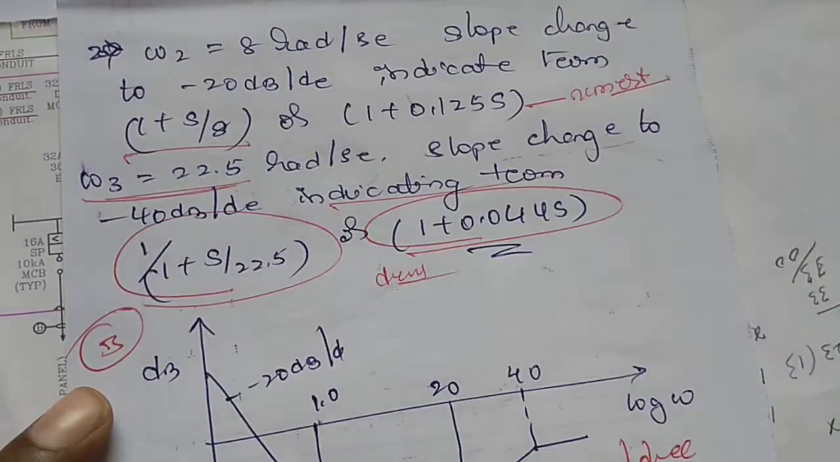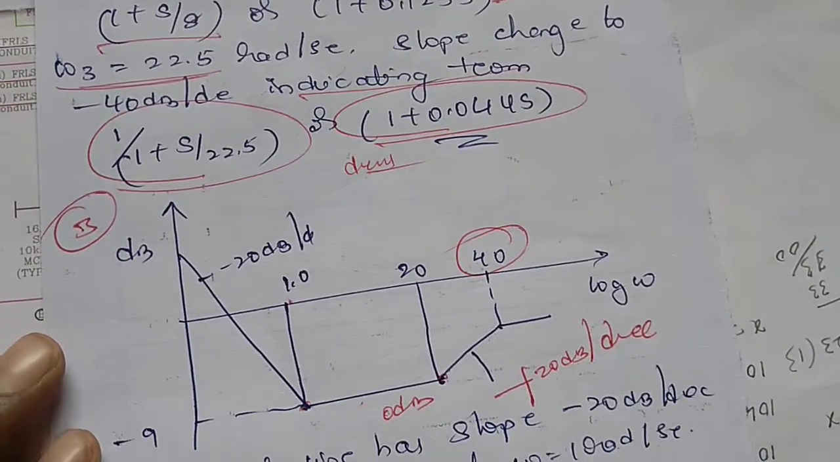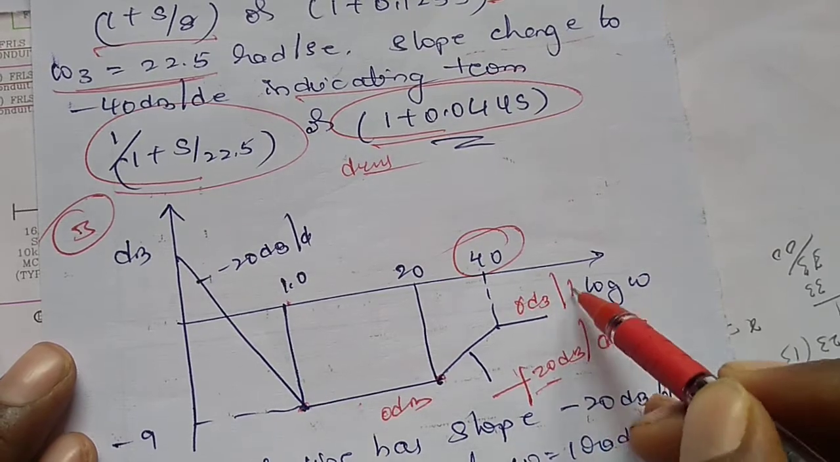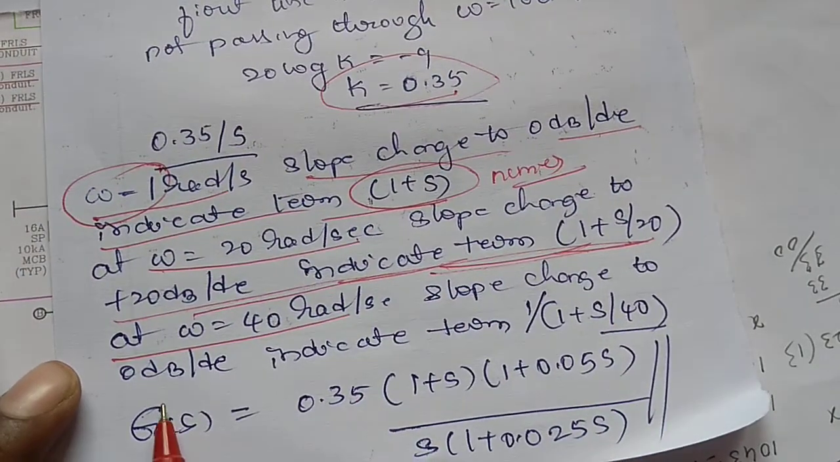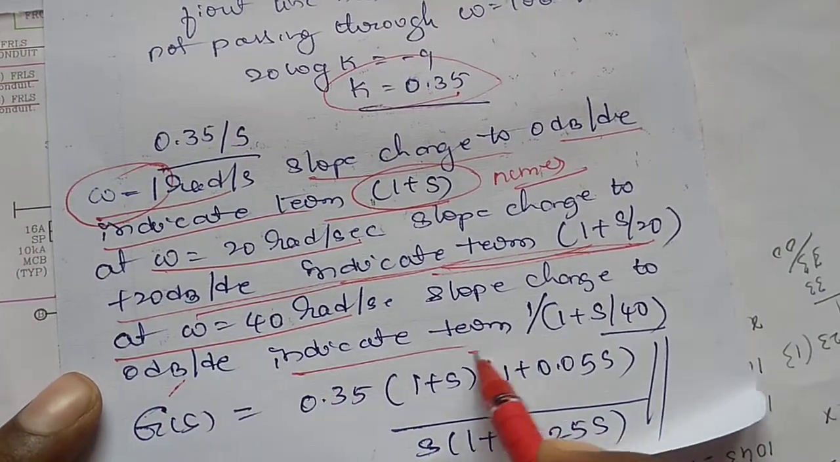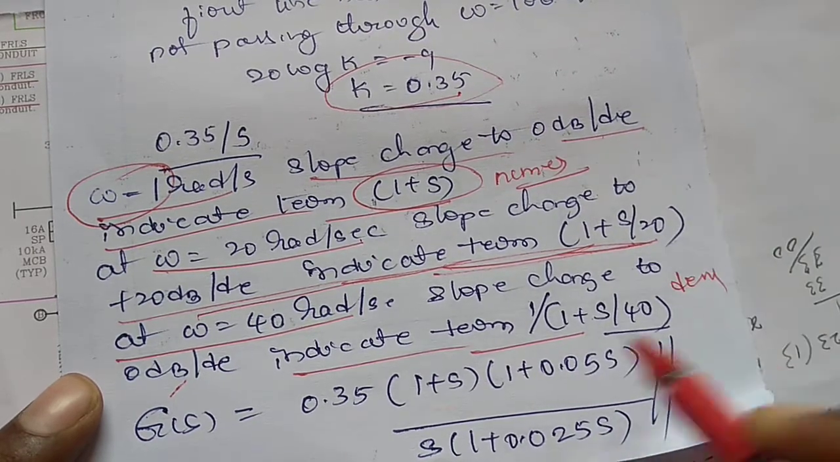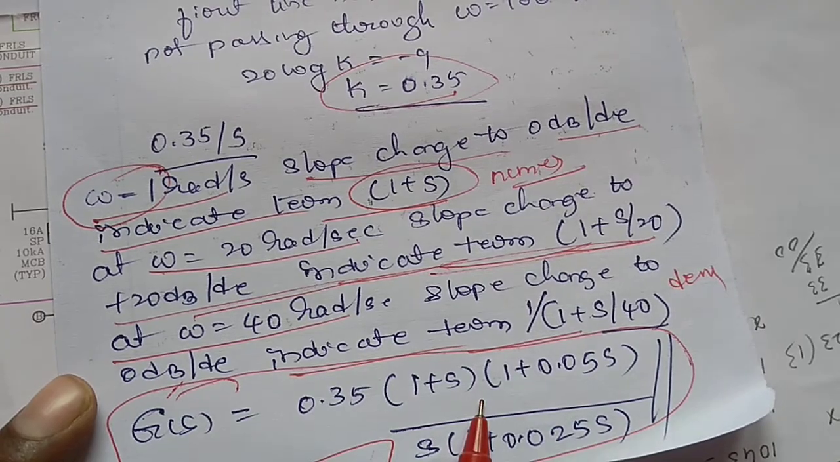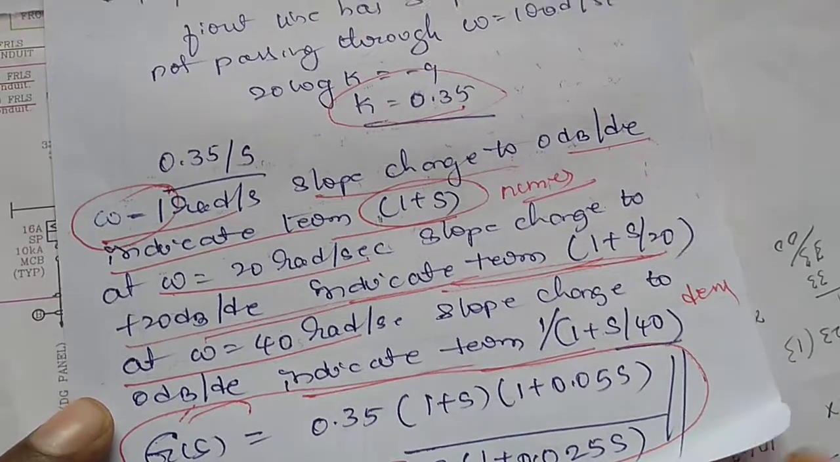Then the last corner frequency is at omega equal to 40. The slope changes from plus 20 to 0 dB per decade, which indicates the term in the denominator. So finally we will get all the factors, that is the complete transfer function.